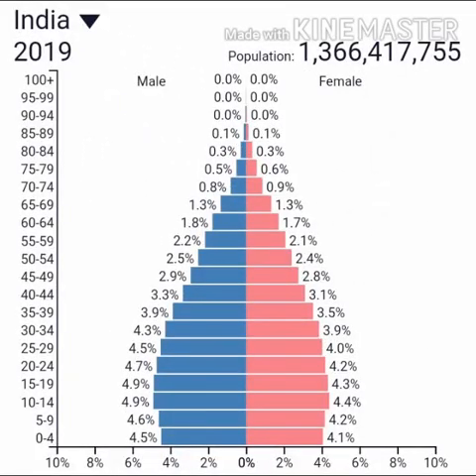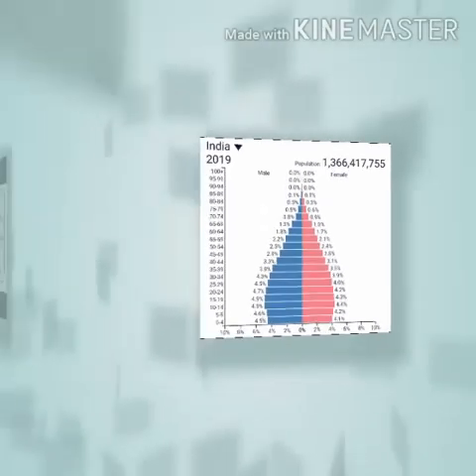Second, the population pyramid of India, that is broad in the younger age group, which means a large number of young people and a great labor force is present in a country. What is there? A large number of young people and a greater labor force is present in a country in the population pyramid of India.